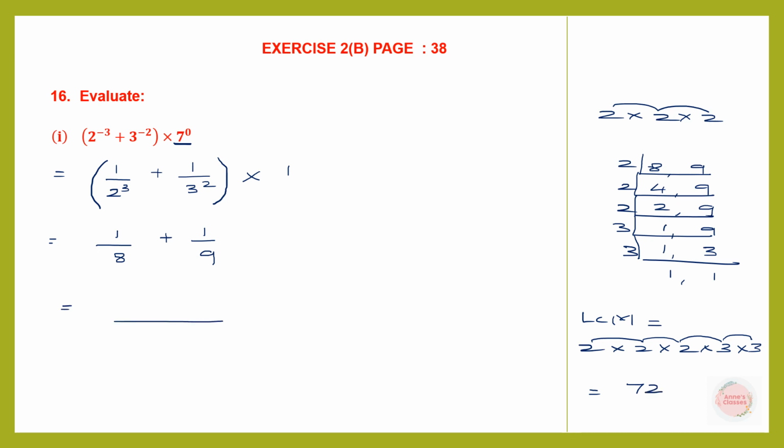Our LCM is 72. Look at the first rational number 1 by 8. Now 8 into 9 is 72. So multiply this also by 9. So that becomes 9 plus the next one, 9 8s are 72. So multiply 1 by 8. 1 8s are 8. So now we have 9 plus 8 which is 17. 17 by 72. So this is our answer.